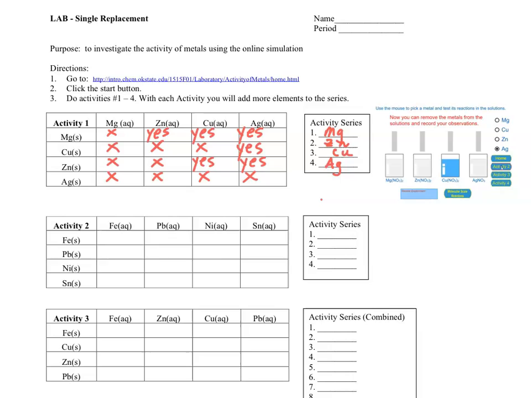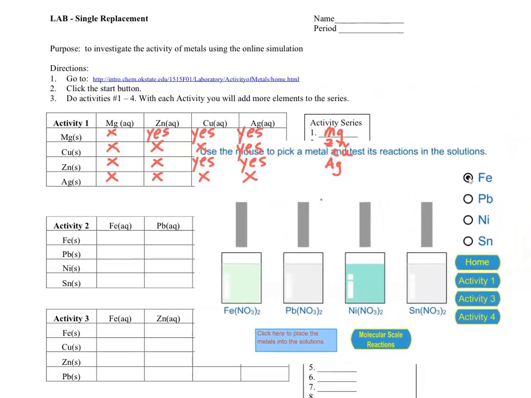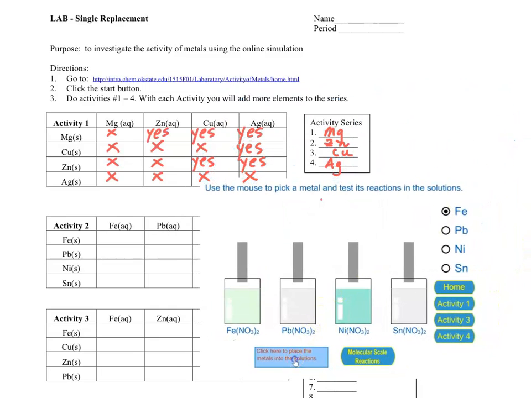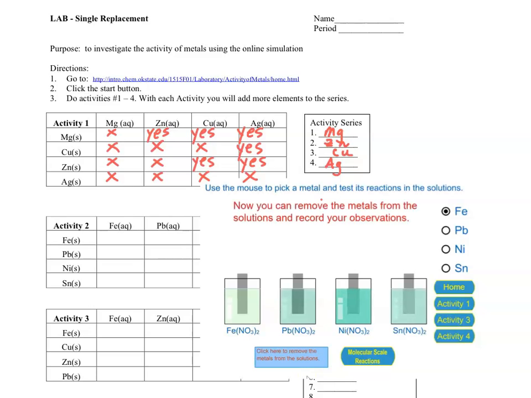Next, we're going to do the same thing with different elements. So back to the reaction. Let's let it run here. In this case, we have 4 new metals: iron, lead, nickel, and tin. So we'll start with iron, dip them in, and see what happens.